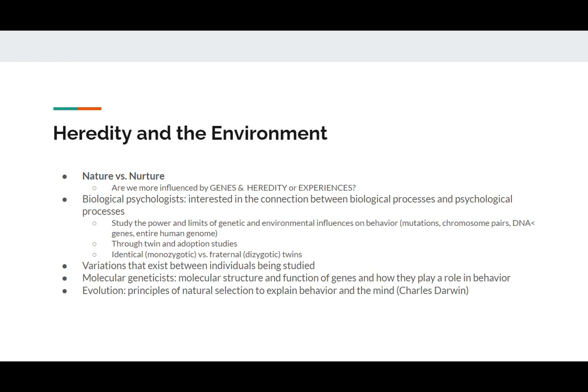Evolutionary psychologists focus on the principles of natural selection, which is the principle developed by Charles Darwin to explain our behavior and the mind. This principle states that we're more likely to inherit and pass along traits that have been vital to our survival as a species.